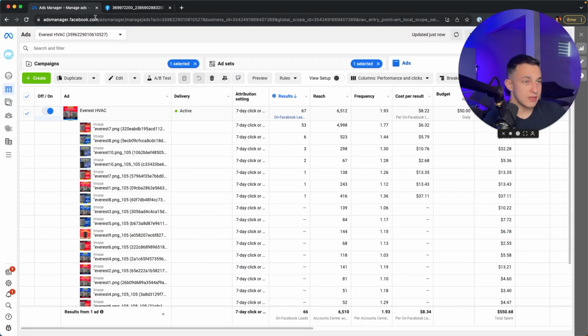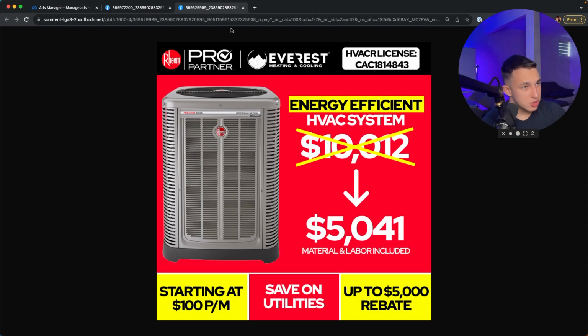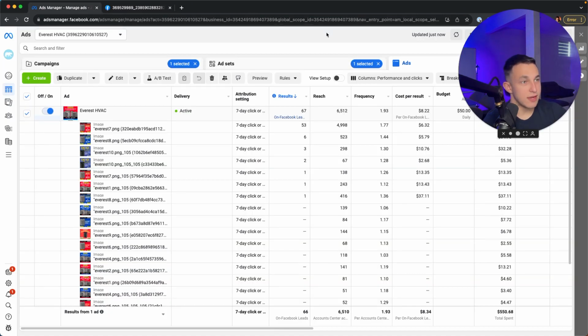Point being is there's a science to this, right? It's not just random. It's not like, oh, people like this ad better than this ad. No. There's obviously something in this one which specifically people like. Whether it's the fact the air conditioner is here, whether it's the fact that we included the price, whether it's the fact we wrote the words energy efficient, I don't know. That's when you split test and you find out, right?